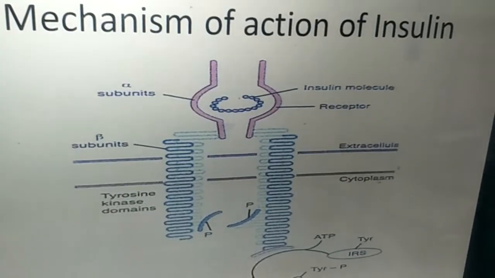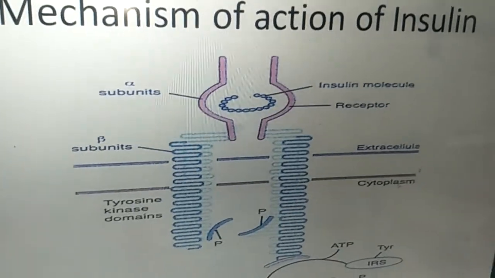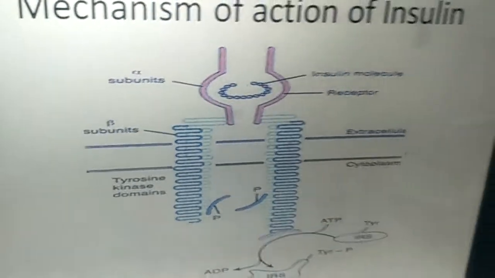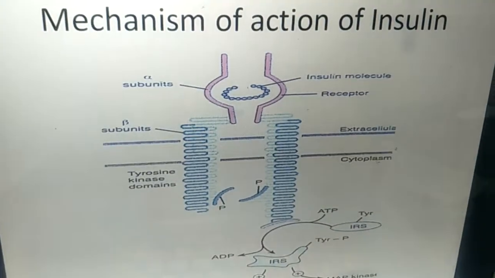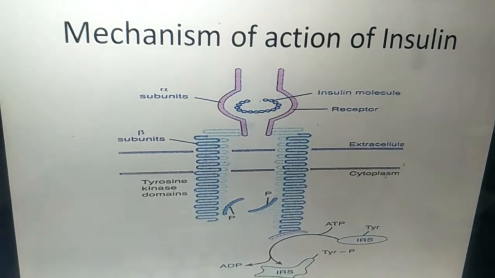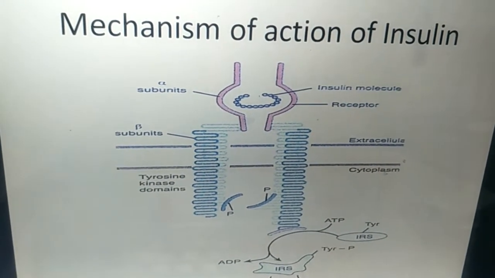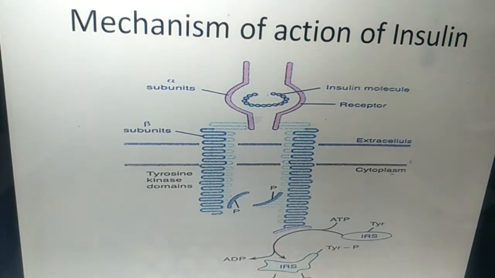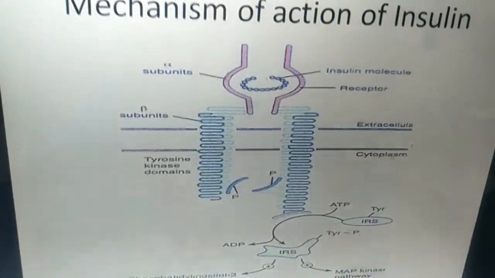Now, after secretion, how does the insulin act? This part is a repetition of whatever we have discussed in general pharmacology. So the insulin receptor is a tyrosine kinase receptor.